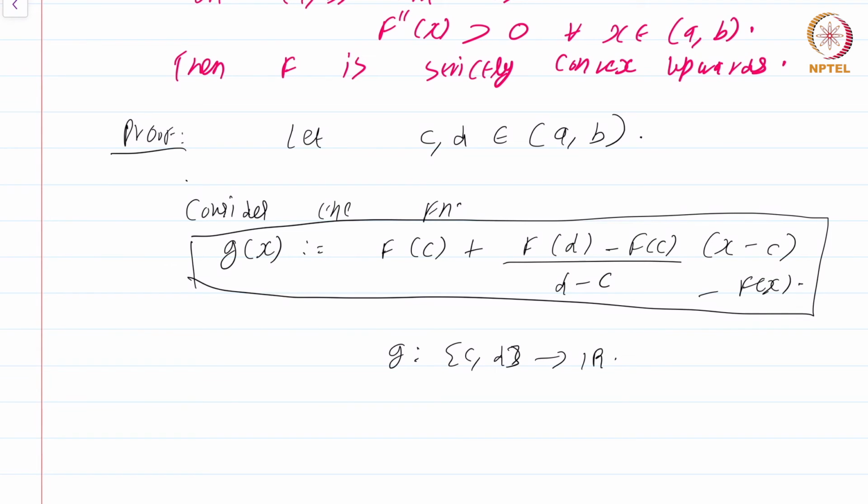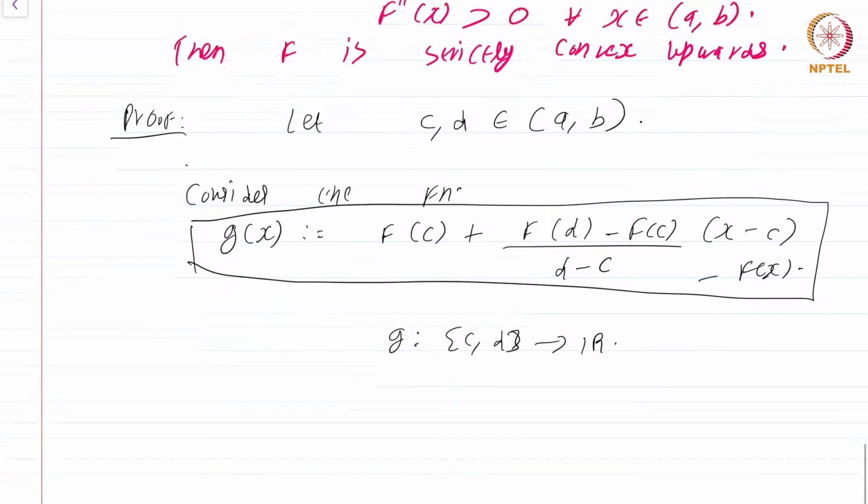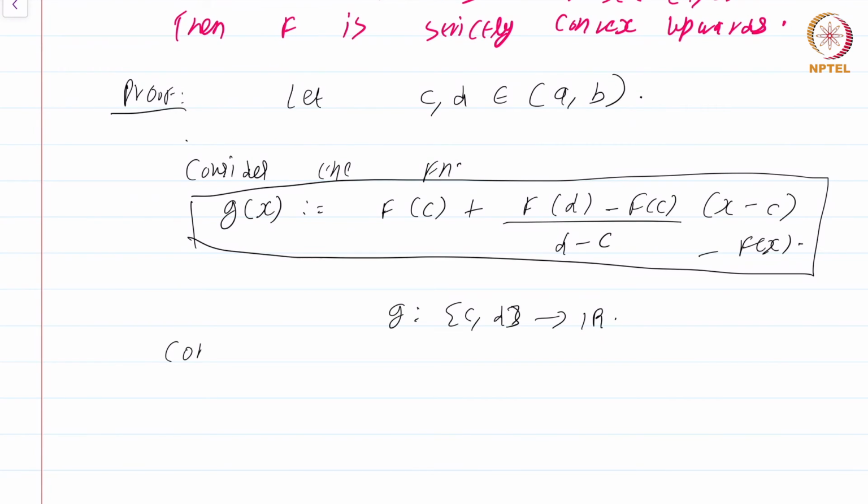Now how am I going to show that this function g is actually strictly greater than 0? Well, apply the mean value theorem to f on the closed interval [c,d].